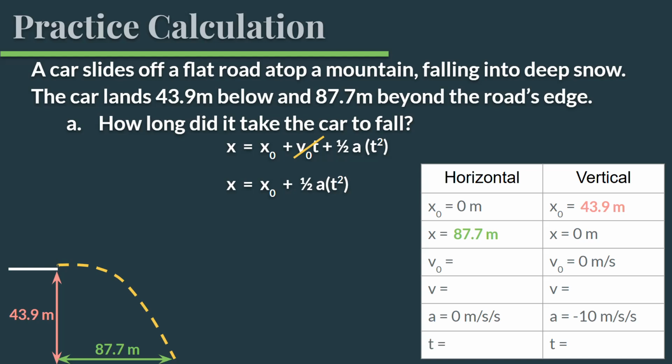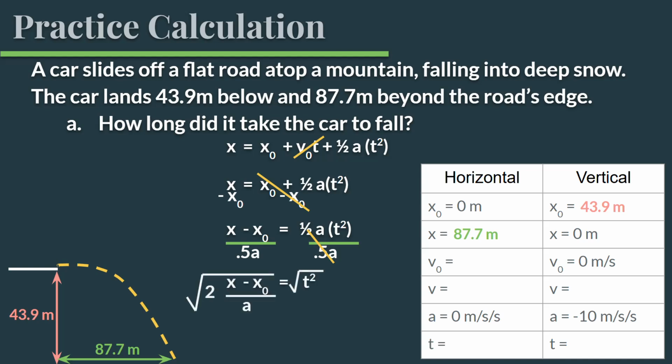I'm going to start by subtracting x naught from both sides. Now I have change in position, or x minus x naught, equals 1/2 at squared. And again, I want to get t by itself, so I need to move that half a to the other side. So I can divide both sides by half a, or I can multiply by 2 and divide by a, same thing. I divided them both by half a, which ends up being 2 times x minus x naught over a, if you'd rather write it like that.